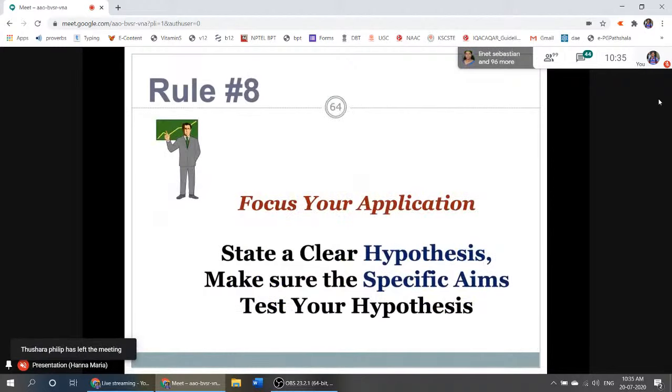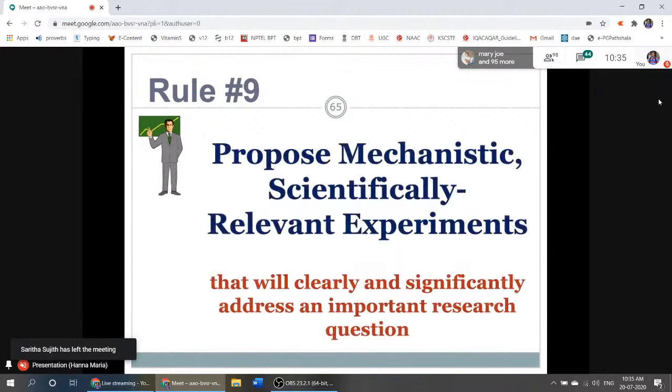Focus your application. State a clear hypothesis. Make sure of the specific aims. Update your hypothesis. That is rule number 8. Next one, please. Propose mechanistic, scientifically relevant experiments. That is very, very important. Scientifically relevant experiments you have to really propose. Next one, please.